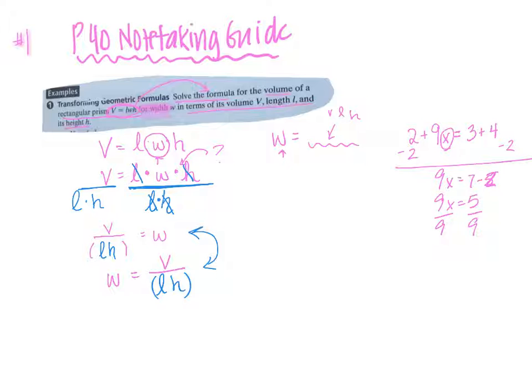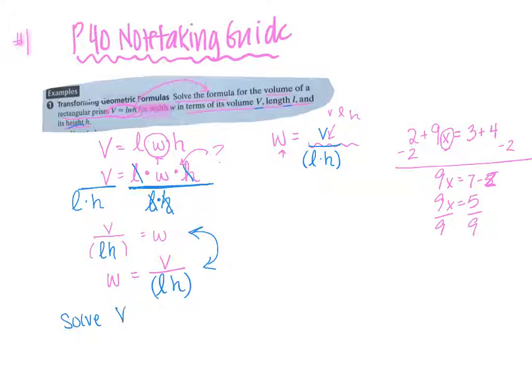So if I'm solving in terms of volume, length, and height, it means that if I wanted to find my width, I would need to take my volume and divide it by the product of my length times height.